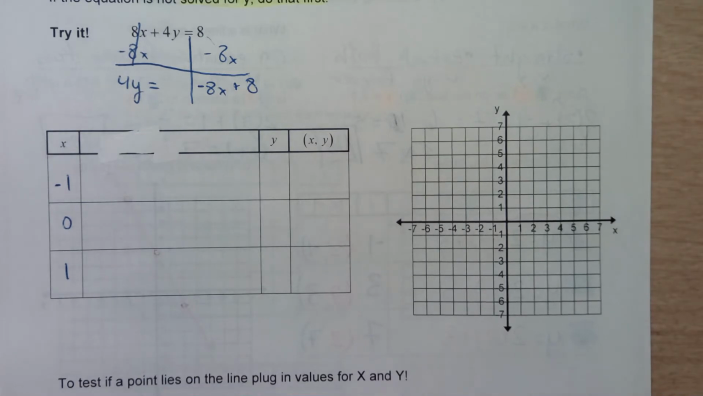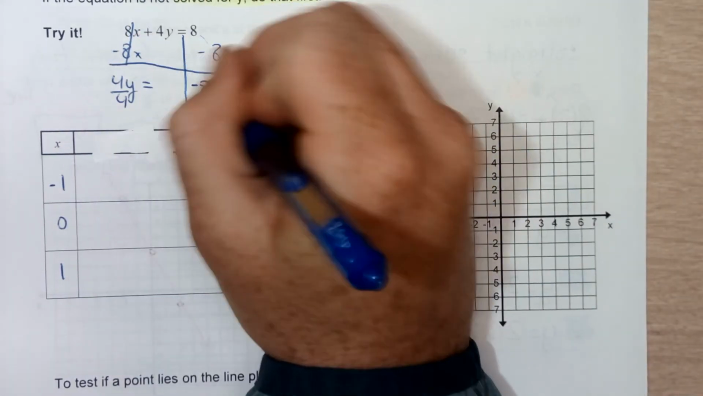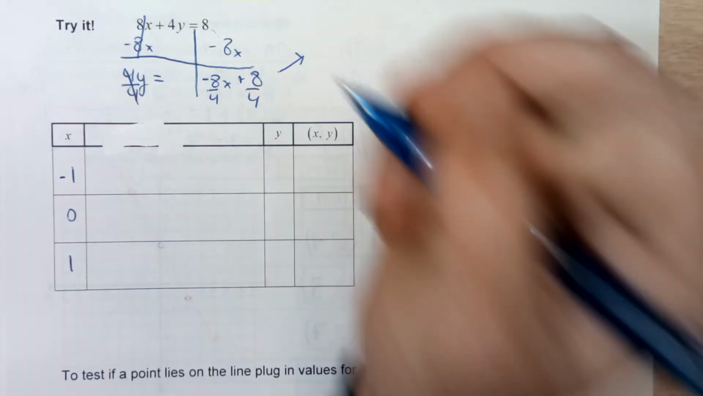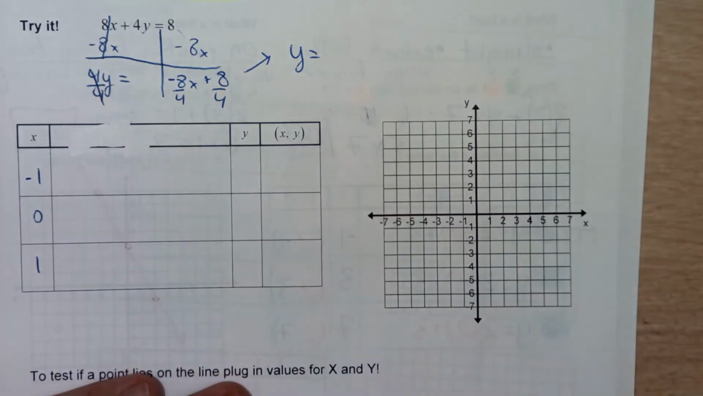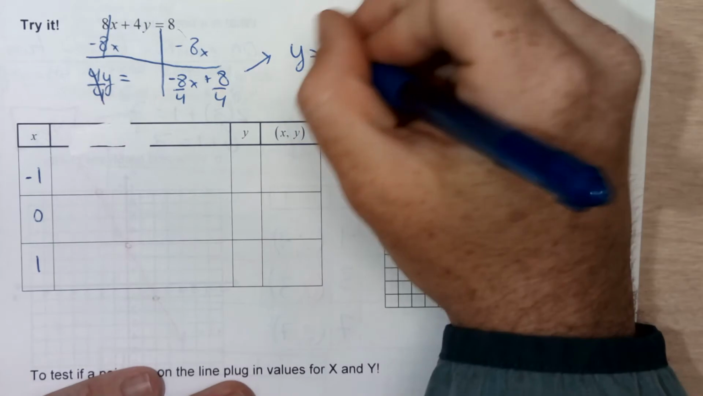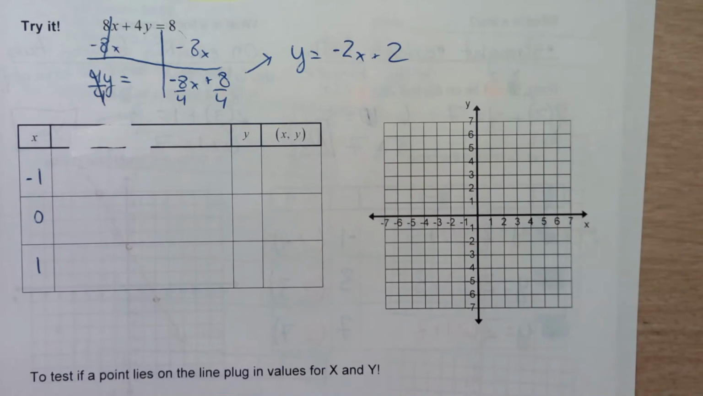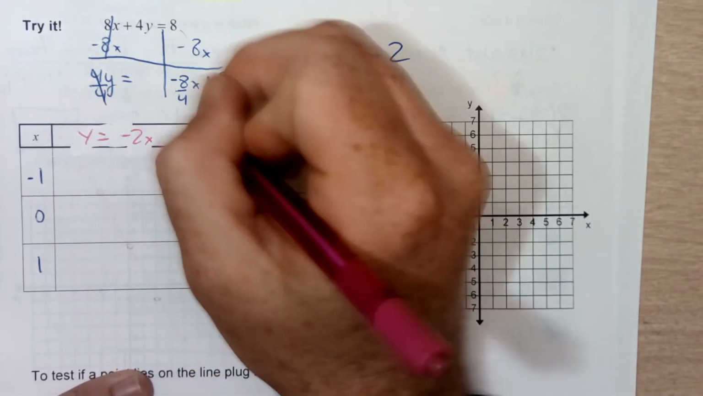Now that 4 is multiplying my y, so I want to move that 4 to the other side. The way that I do that is by the opposite. The opposite operation of multiplication would be division. So I'm going to divide both sides by 4, and I'll write my new equation over here. 4 divided by 4 is 1, so that cancels out. I'm just left with y equals negative 8 divided by 4, which is negative 2, so negative 2x, and 8 divided by 4 is 2, so plus 2. Now my actual equation is y equals negative 2x plus 2.